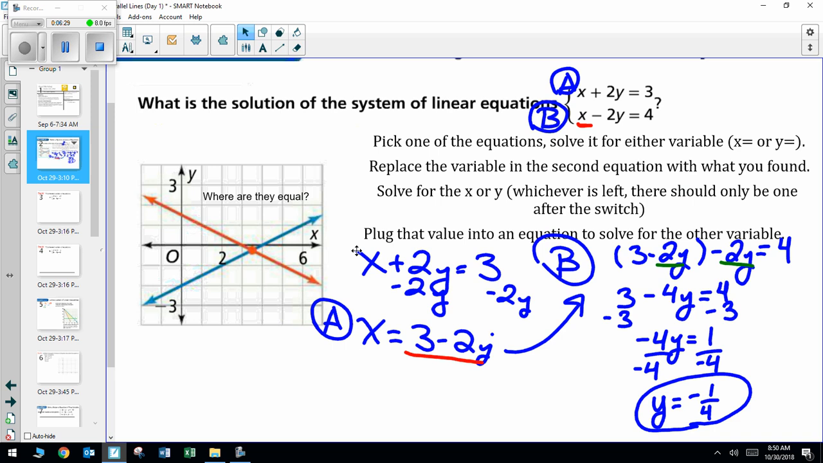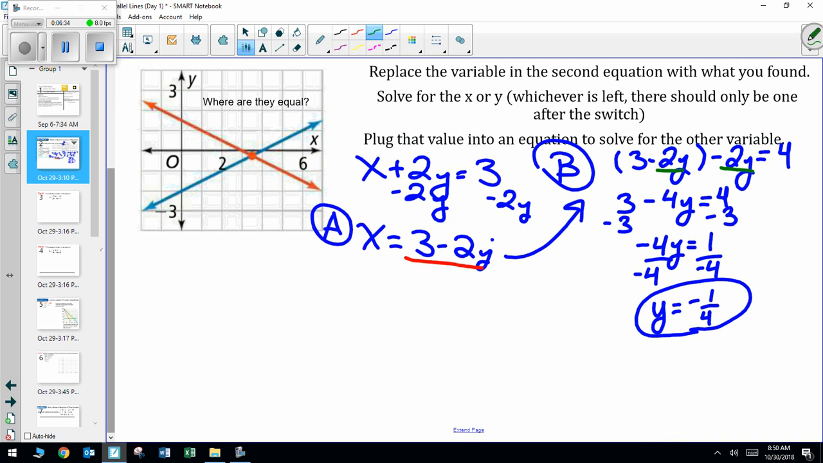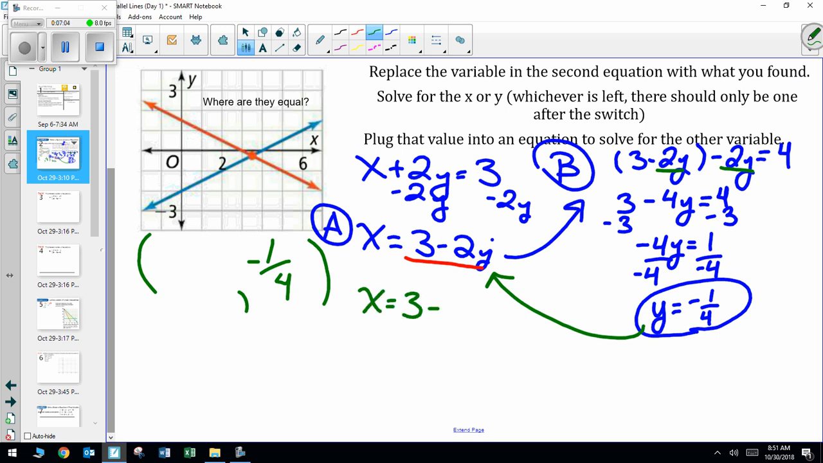After I find that y is equal to -1/4, I'm going to plug that in for y to find out what x is. Because in solving a system, the answer is the coordinate point where they meet. So I already know the y is -1/4, which agrees with my graph. That looks like a -1/4 value of y. So if I plug in -1/4 there, I'm going to get x equals 3 minus 2 times -1/4.